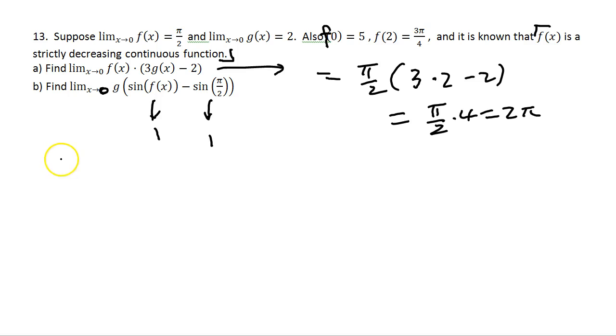Another way to think about this is, why not set t as sine of f of x minus sine of pi over 2.